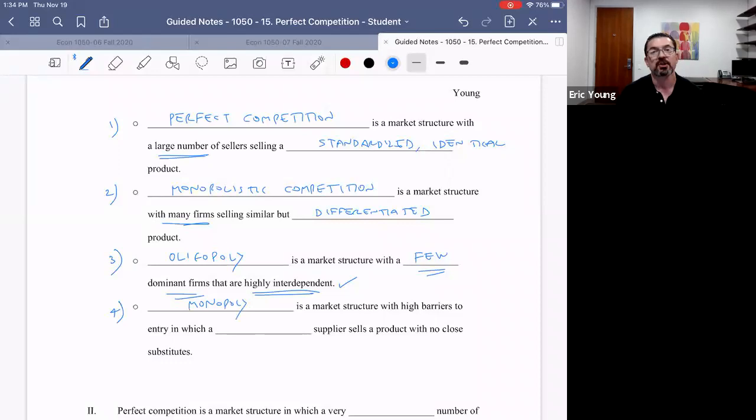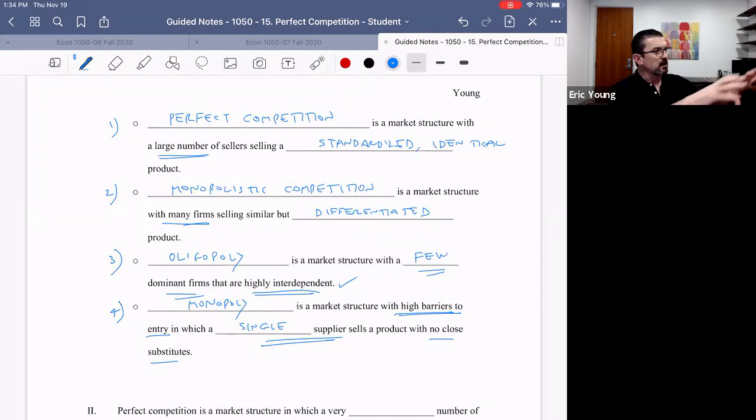And the fourth and final structure is monopoly. Monopoly is a market structure with a few characteristics. Number one, it has what we call in micro theory high barriers to entry. And critically, a monopoly is a structure in which a single supplier, just one firm, sells a product with no close substitutes. So that, my friends, is an intro to market structure.